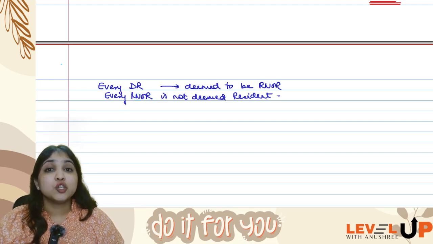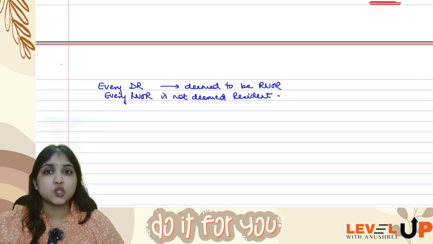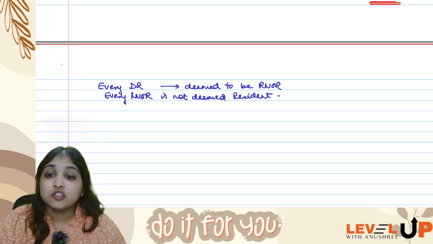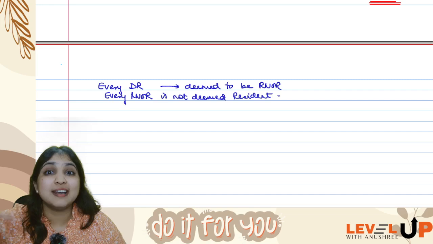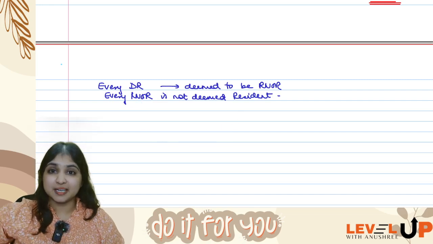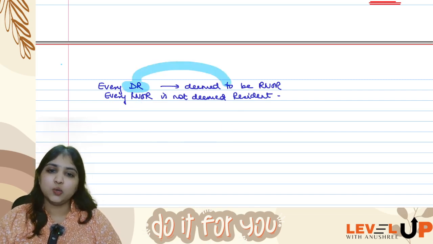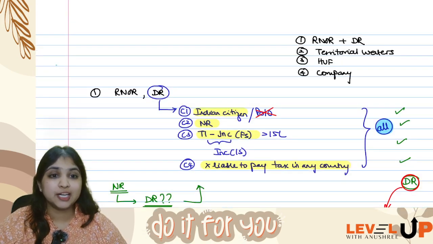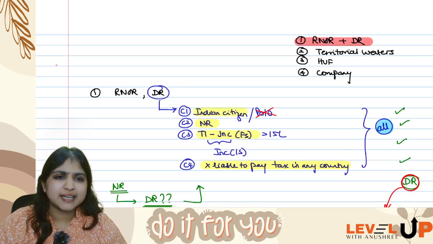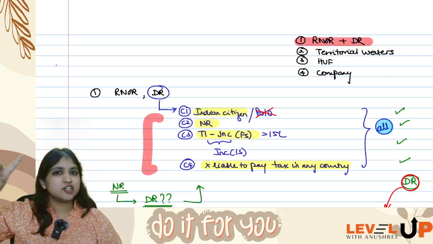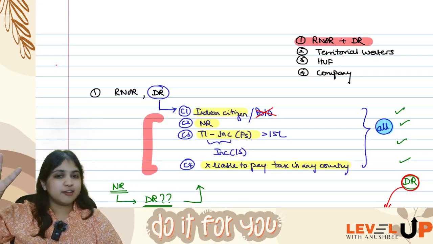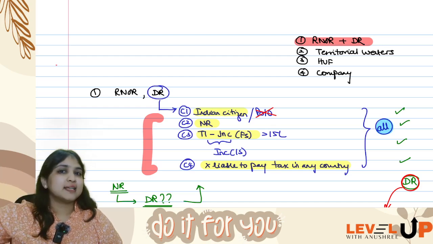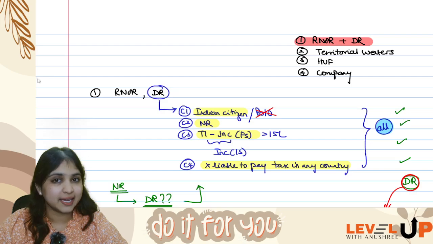You are understanding? So if any of the additional conditions is not fulfilled, even that could be a reason why you are an RNOR. So just because you are an RNOR, it is not necessary that you are also a deemed resident. But every deemed resident will automatically become RNOR. Got it? So this was my first point. Through this discussion, we also revised the deemed resident's 4 conditions, guys: Indian citizen, then non-resident, then total income less income from foreign sources more than 15 lakhs, and assessee is not liable to pay tax in any country.